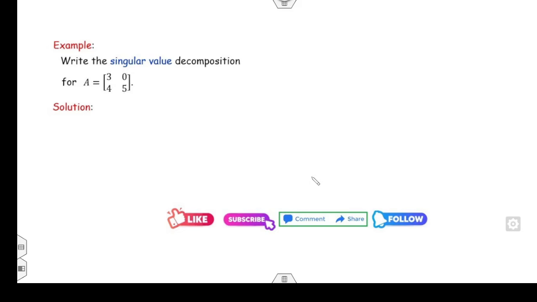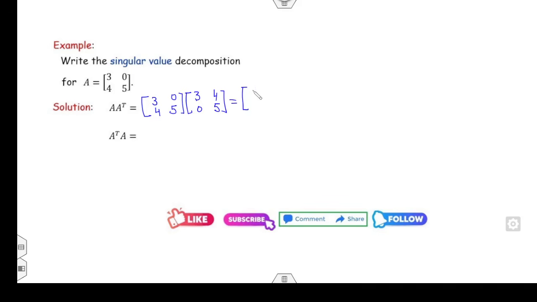Write the singular value decomposition of 3, 0, 4 and 5. Again, you can see this matrix is not symmetric. Fine. So once we compute A into A transpose, it is not equal to A transpose into A. So I think you can easily find that. What is A into A transpose? 3, 4, 5, 0. Then 3, 0, 4 and 5.